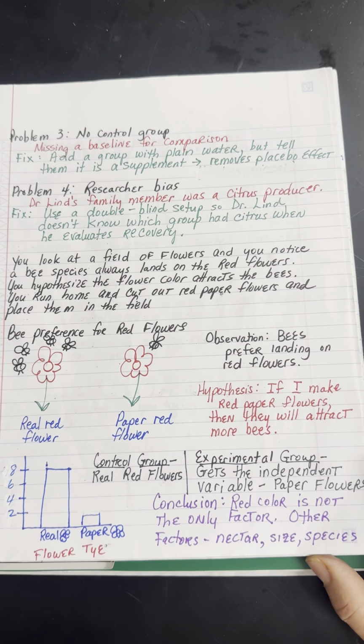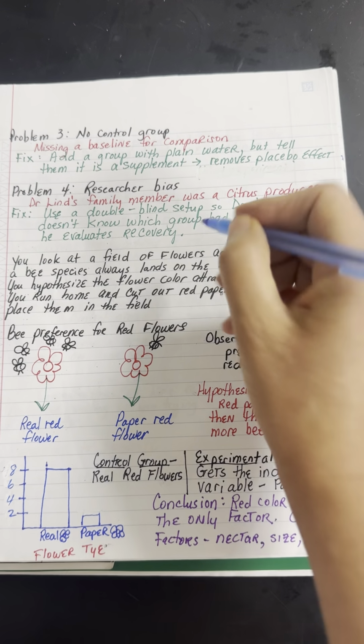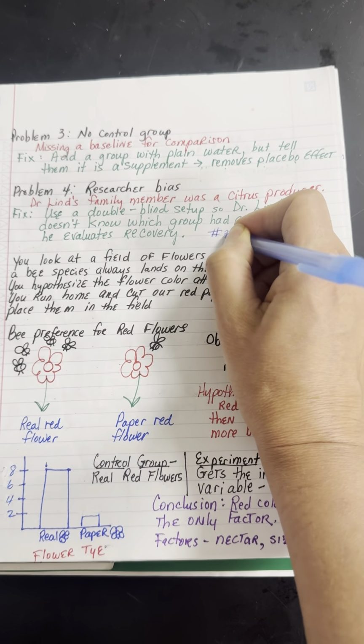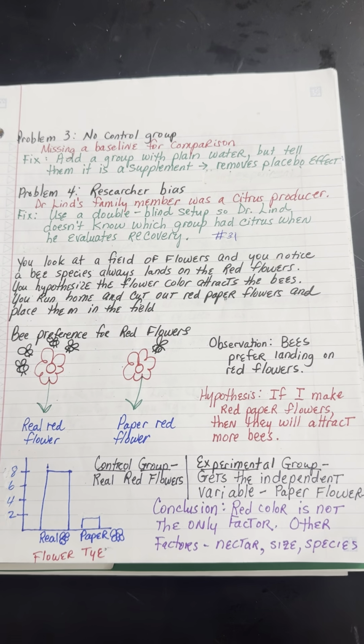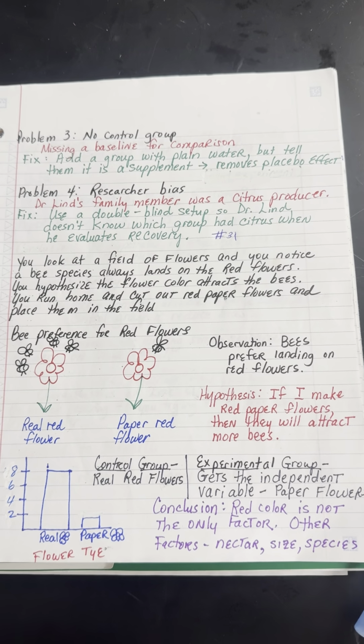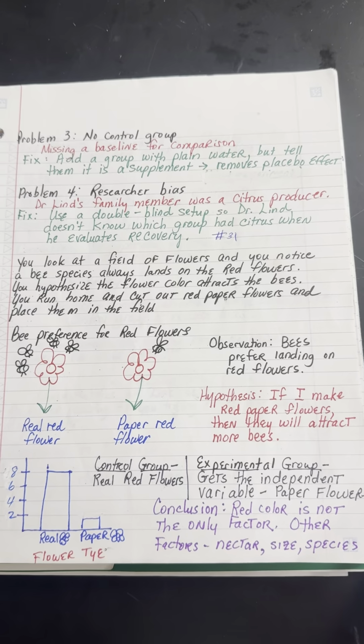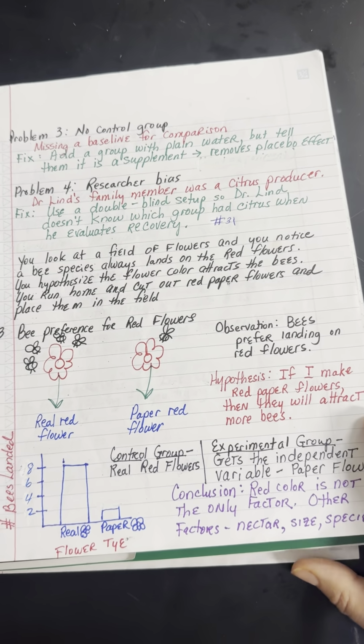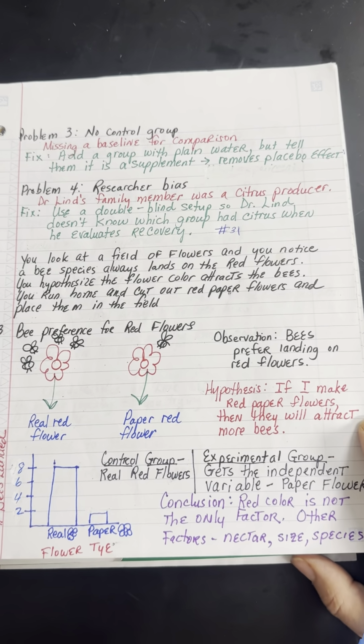This is all from slide number 31. Blind, double-blind experiments. Why do we do that? We do that to eliminate bias and the placebo effect. And you can read over slide number 31 to understand it a little bit better.